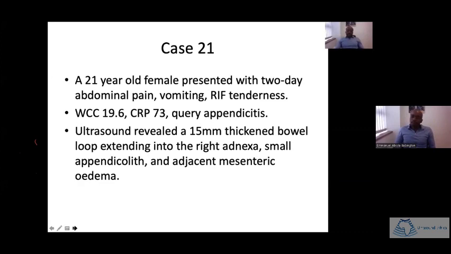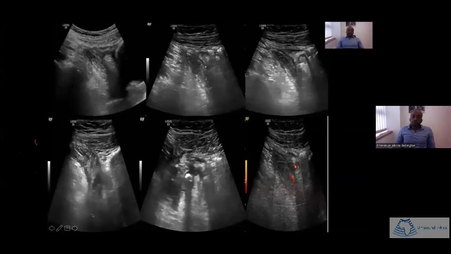And this revealed a 15 millimeter blind-ending bowel loop extending into the right abdomen, so the small appendix, and adjacent edema. So this was a case that wasn't so conclusive on ultrasound when it was performed.